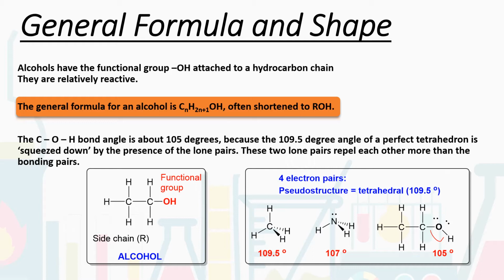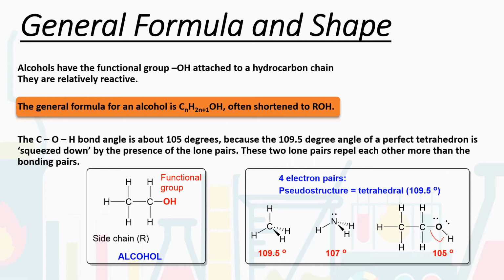Now the COH bond angle is around 105 degrees, and this is because the 109.5 degree angle of a perfect tetrahedron is essentially squeezed down by the presence of lone pairs. If we look at the oxygen in an alcohol, we have one bond to carbon, one bond to hydrogen, and then we have two lone pairs. So the pseudostructure of this is tetrahedral. There are 4 pairs of electrons.